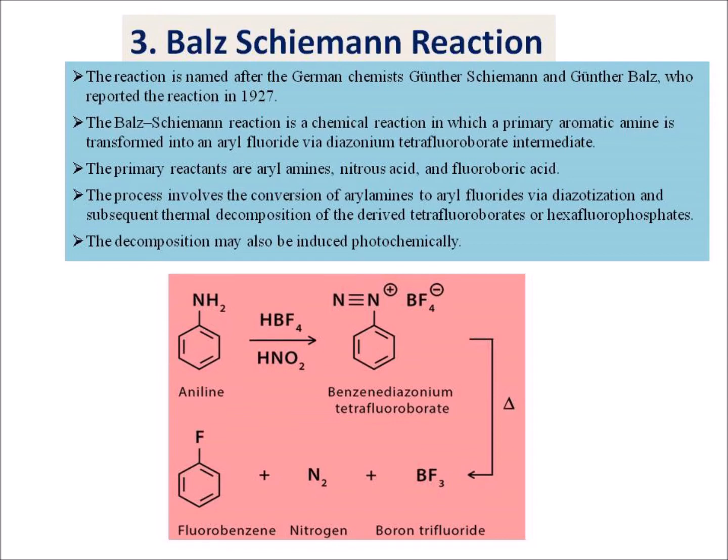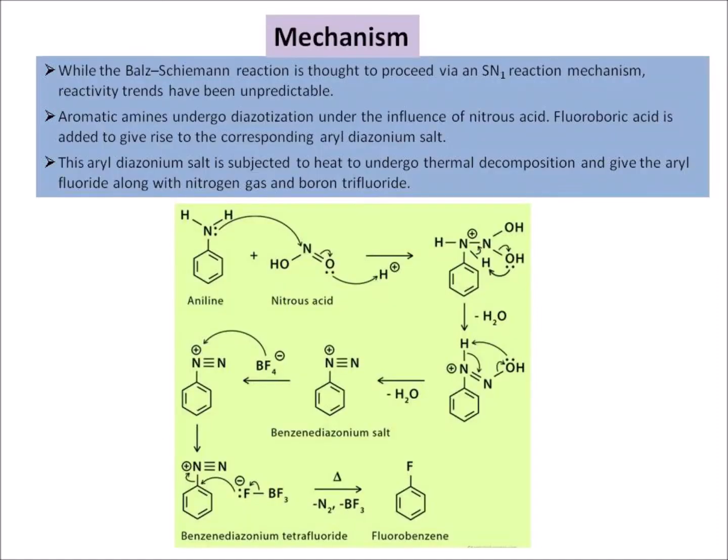The reaction is shown in this equation. The mechanism of Balz Schiemann reaction is thought to proceed via an SN1 reaction mechanism. Reactivity trends have been unpredictable. Aromatic amines undergo diazotization under the influence of nitrous acid. Fluoroboric acid is added to give rise to the corresponding aryl diazonium salt.